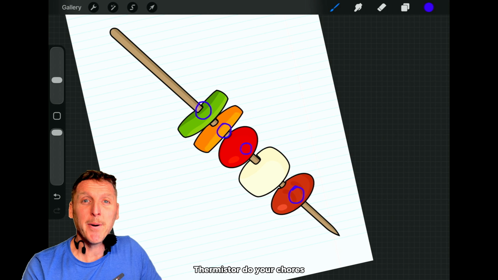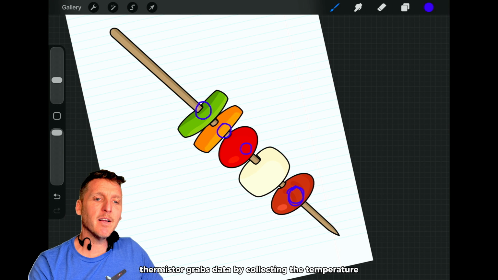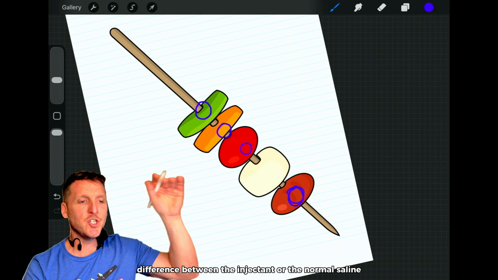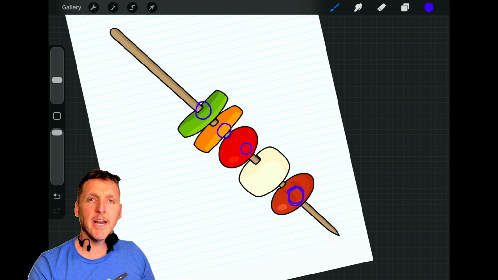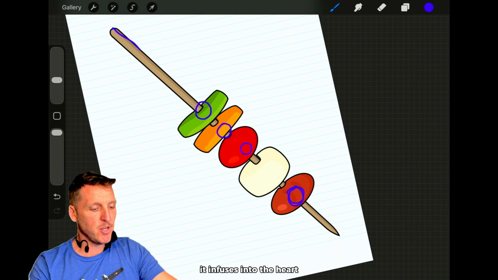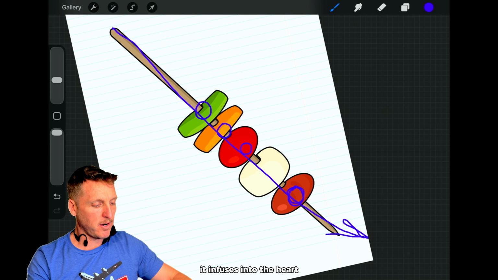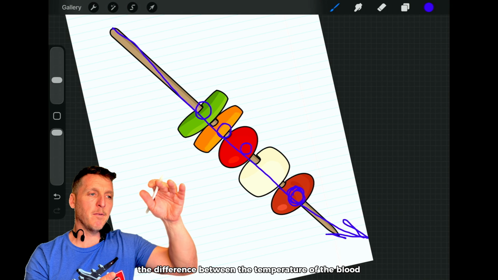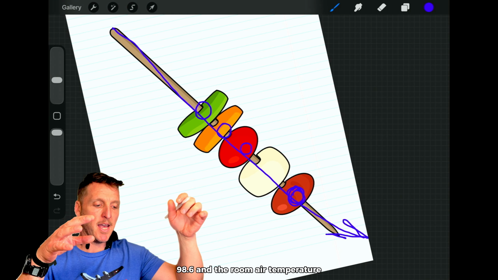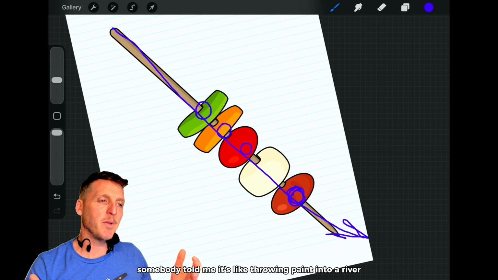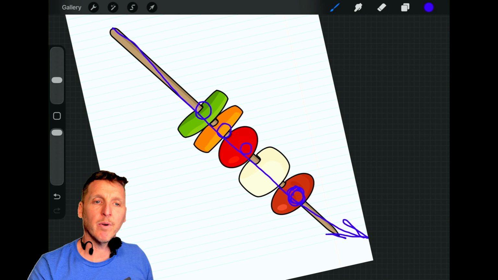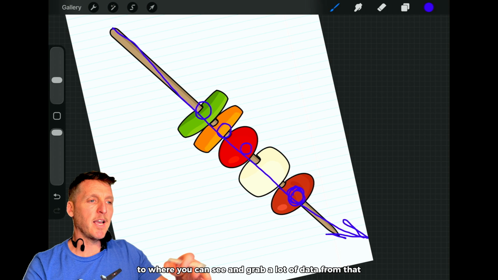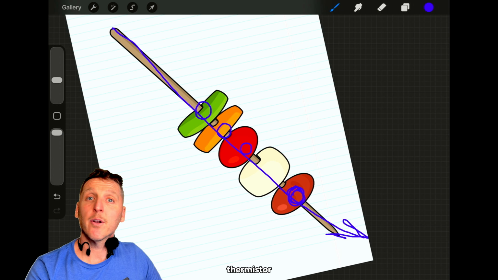Thermistor, do your chores. The thermistor grabs data by collecting the temperature difference between the injectant, the normal saline at room temperature, which infuses into the heart, and the blood at 98.6. Somebody told me it's like throwing paint into a river, where it brightens up the blood flow so you can see and grab a lot of data from that thermistor.